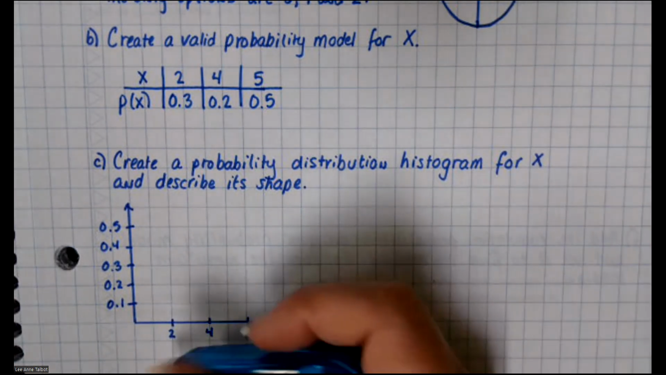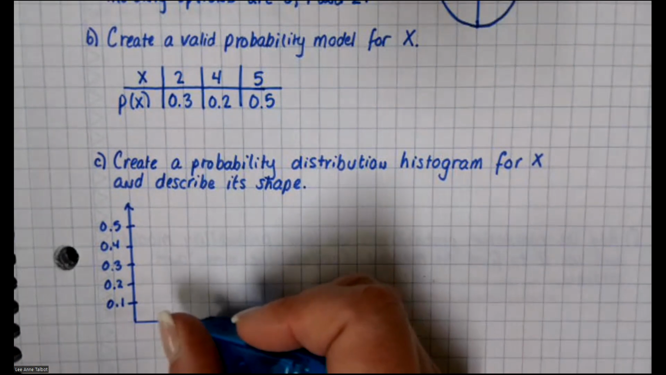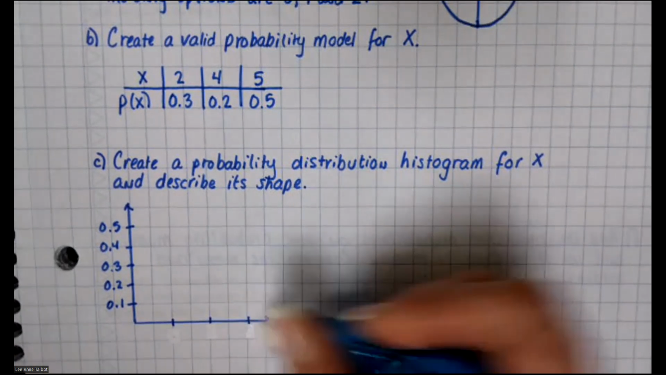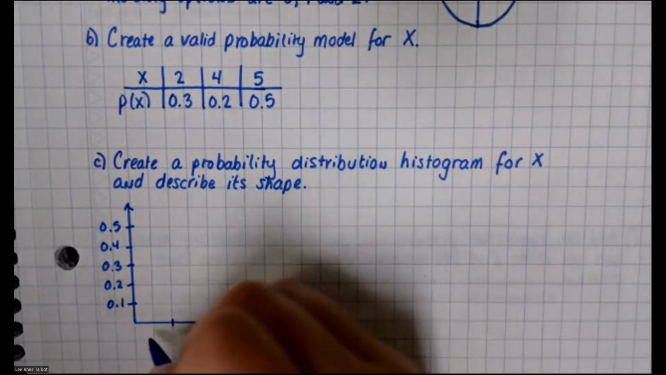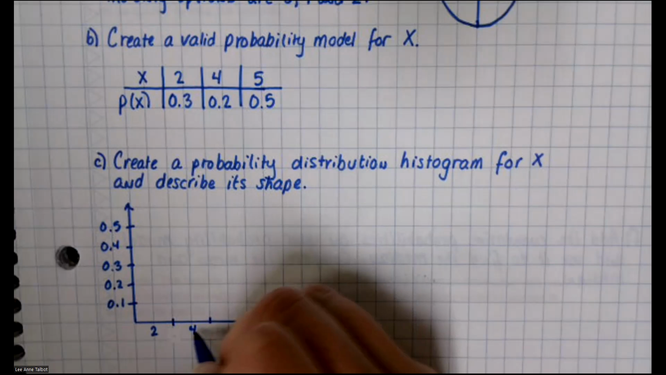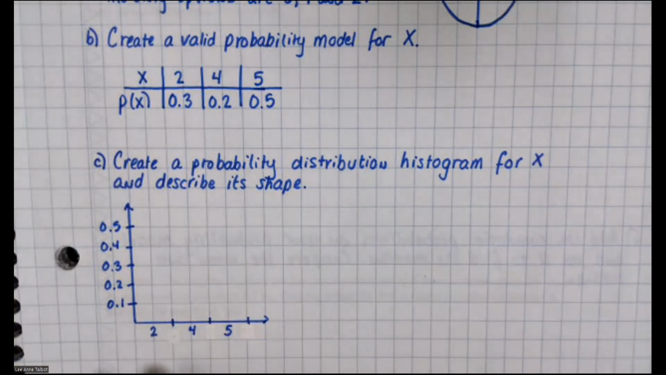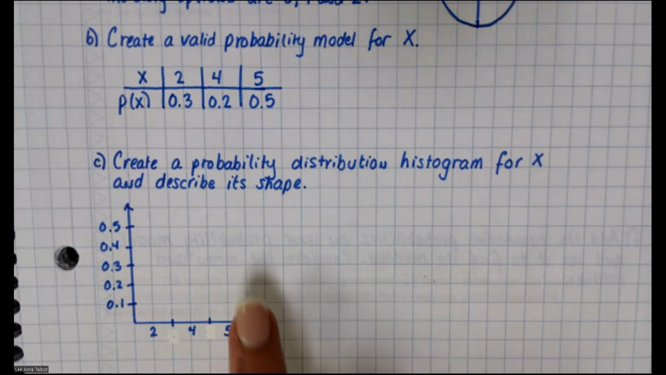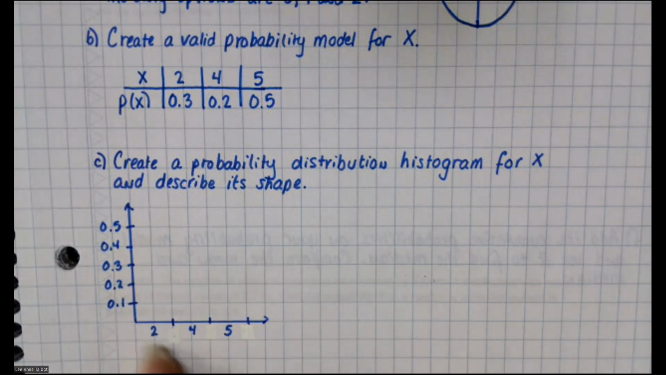You know what? Let's actually fix it. I'm actually going to center these values so it's not so confusing why it's not going by the same amount on the x-axis, because it's really just the 2s, the 4s, and the 5s.